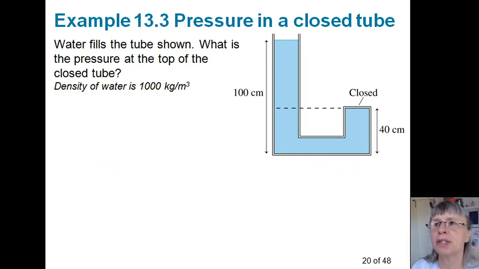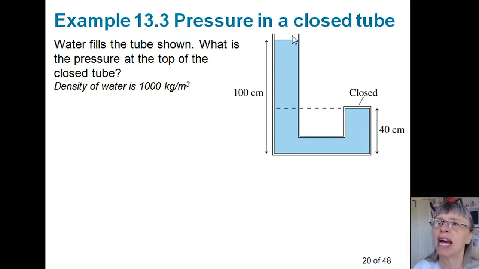So in this next example, we are asked to calculate the pressure up here in this tube. So we have a tube that's open on one end and closed on the other. We're asked to calculate what's the pressure here at this closed end. The liquid is 100 centimeters deep below the open end and only 40 centimeters deep below the closed end. And we're told the density of water is 1,000 kilograms per meter cubed. Reminded, maybe I should say.